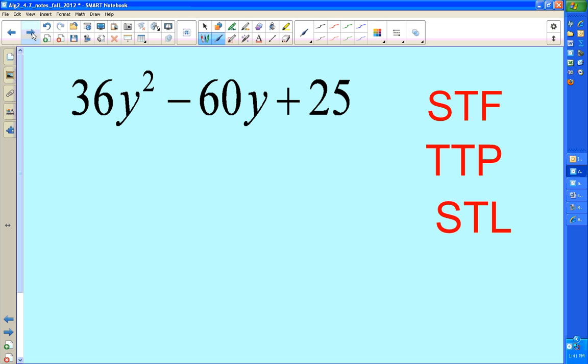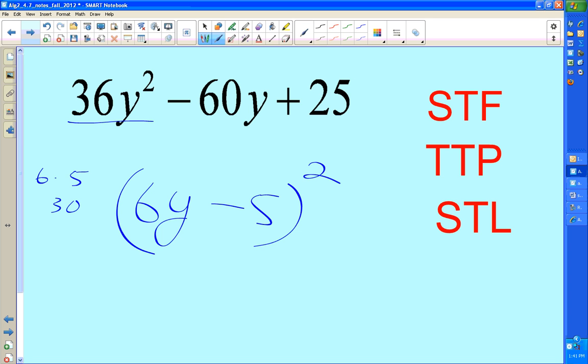The square root of A is the square root of C. 6 times 5 is that half a C or half a B? Yeah. 30 is half of 60. Don't worry about the sign. It's not important. The square root of the first term, 6y. The first sign. Square root of the last term. Wrap it. Square it. You've just factored it.